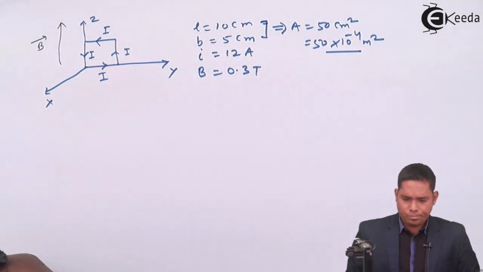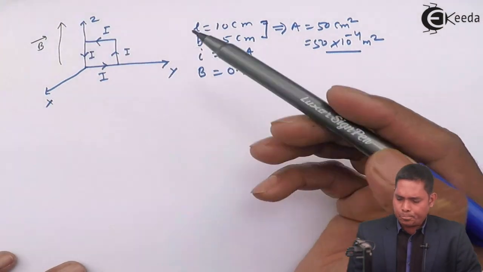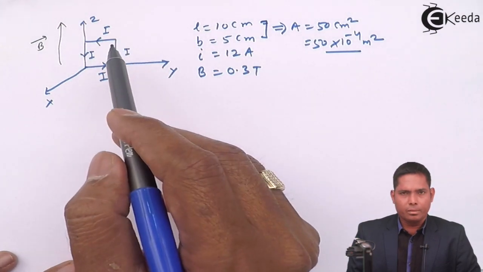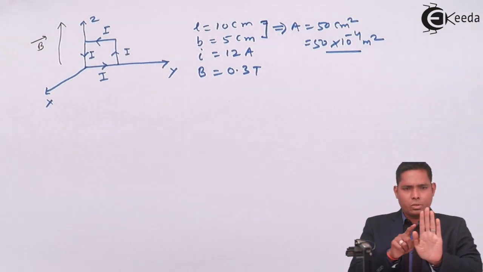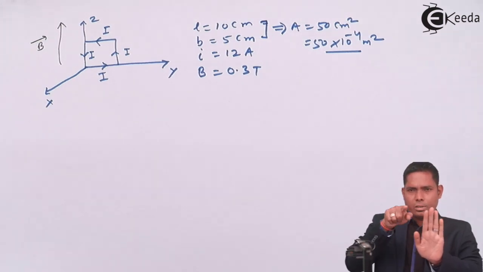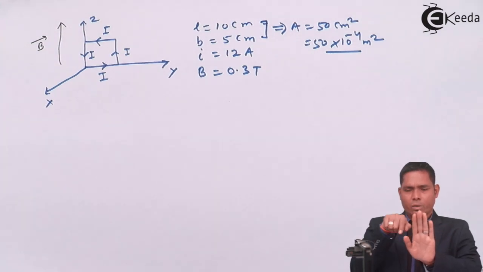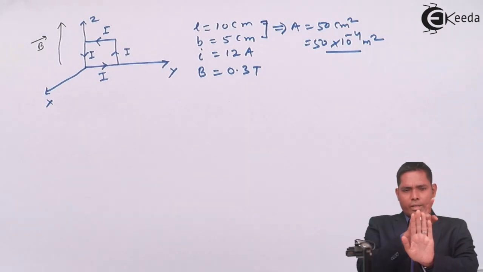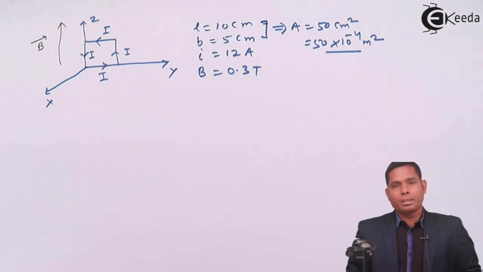Now you can see that this coil is actually placed in the YZ plane. This coil is placed like this. This is your Y and this is your Z, and the current is in this direction. From my side it is anti-clockwise, so from your side it will be clockwise. Now what is to be found is the stable equilibrium.